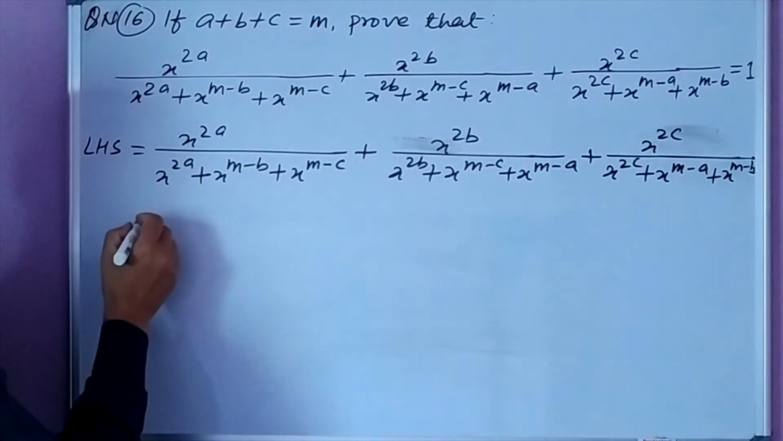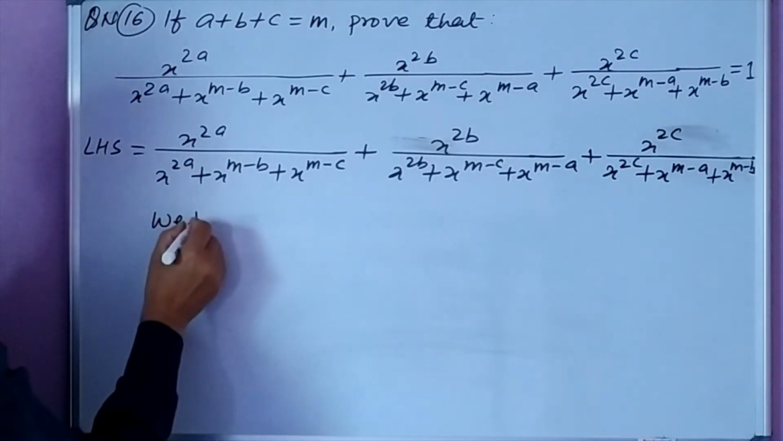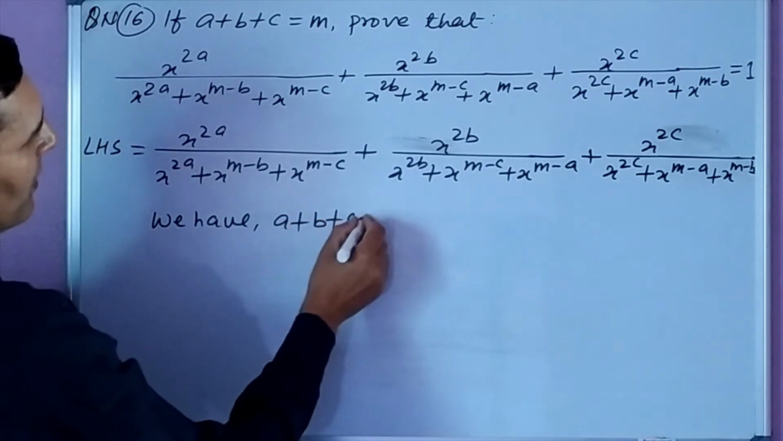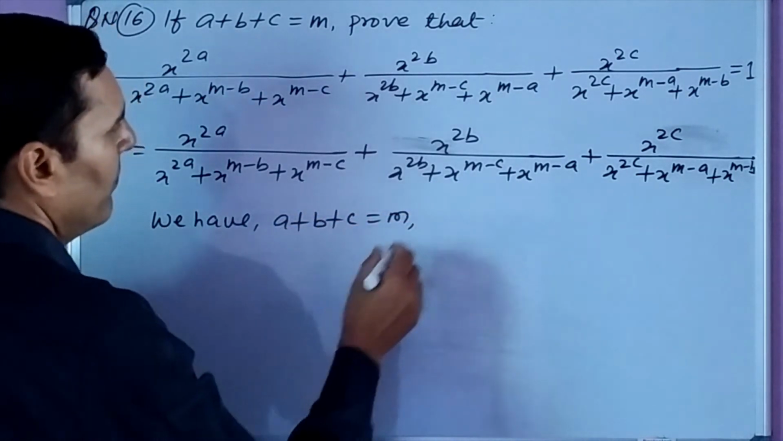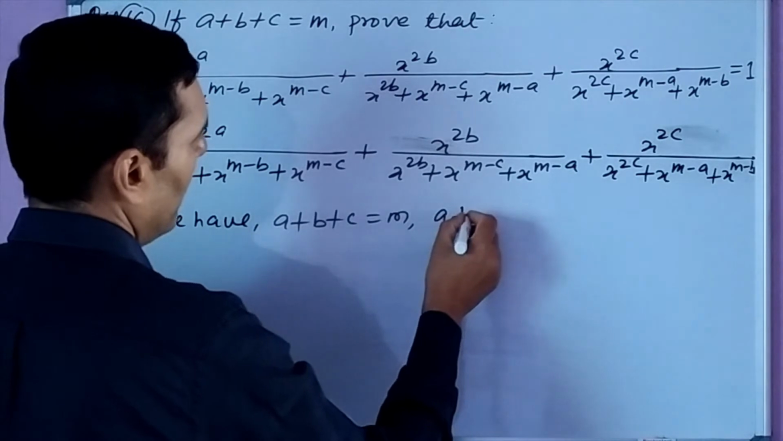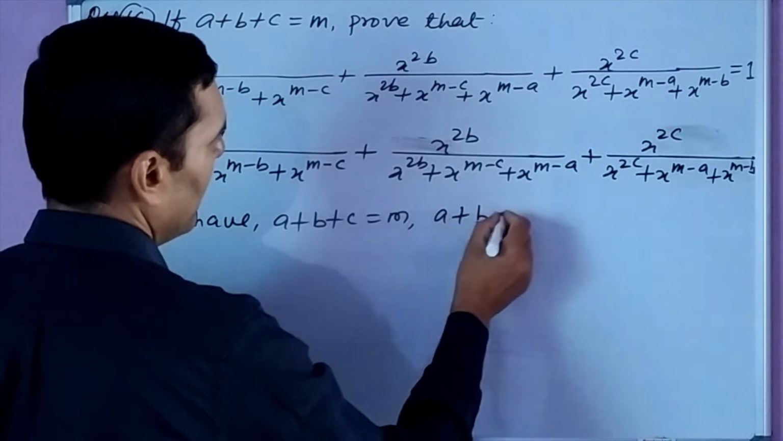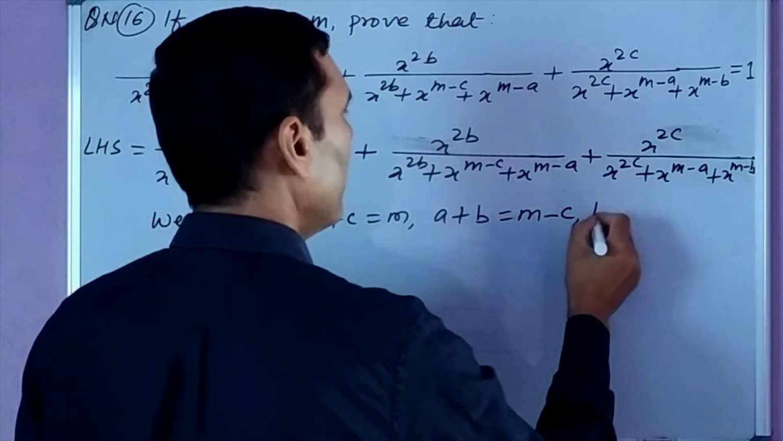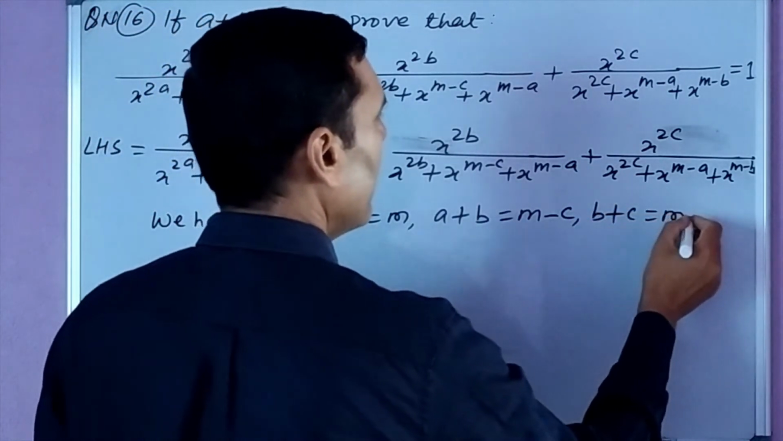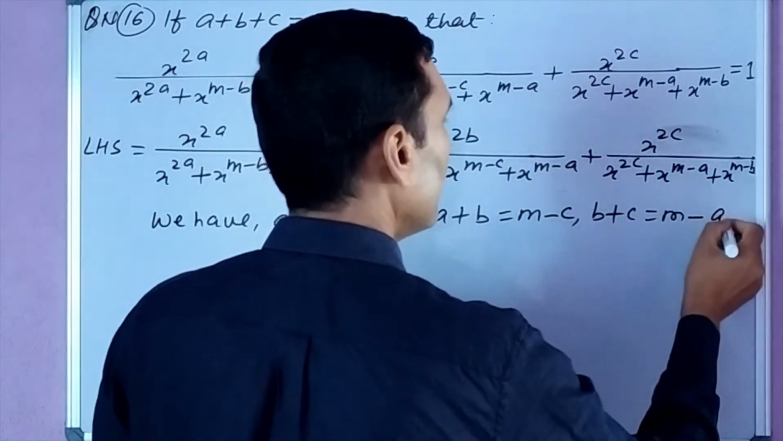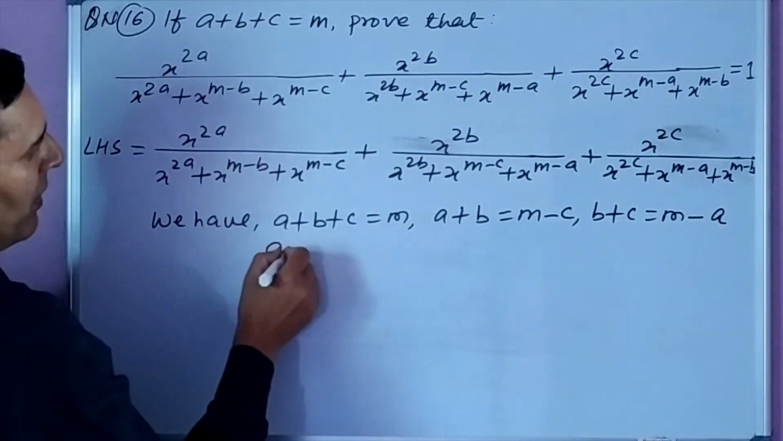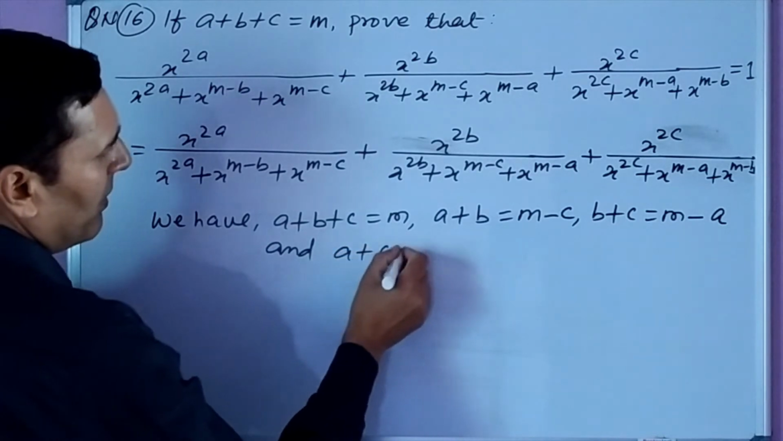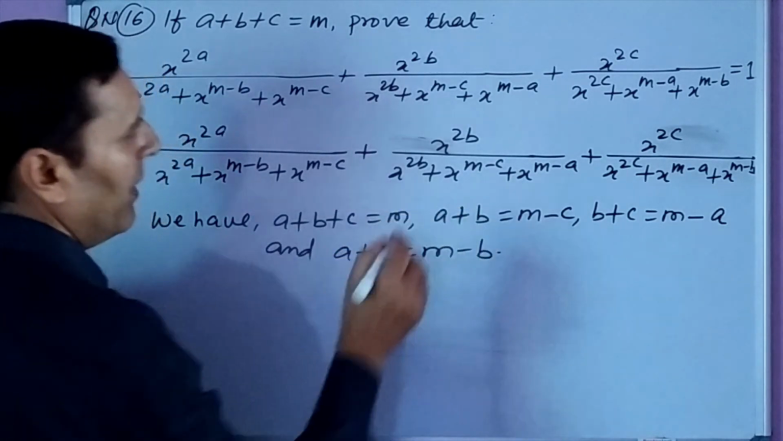I write this thing here. A plus b plus c is equal to m. a plus b is equal to m minus c. B plus c is equal to m minus a, and a plus c is equal to m minus b.